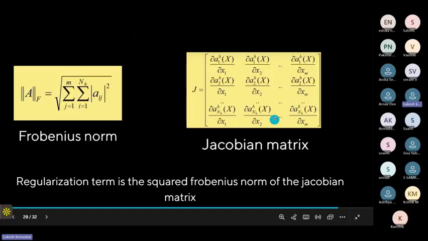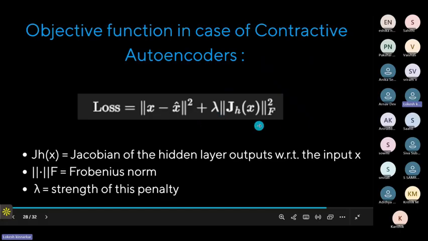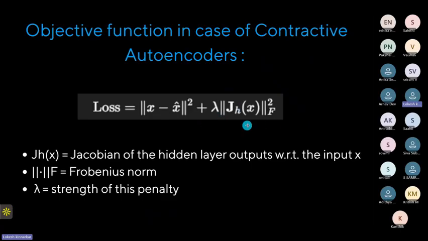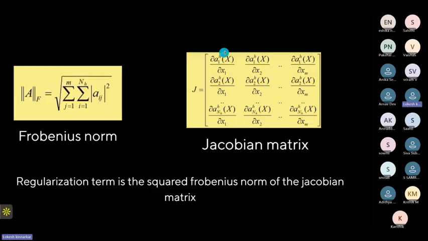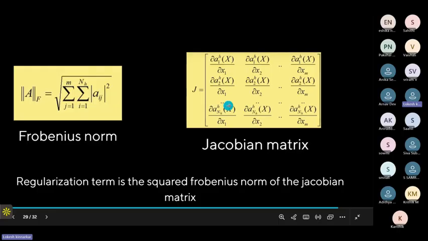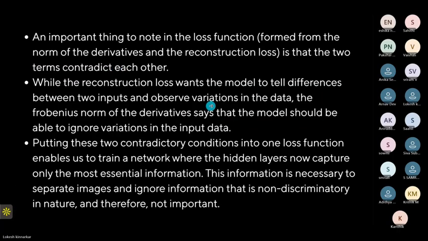So this is the Jacobian matrix, and the penalty term which we are imposing on it is the squared Frobenius norm. So you will just be squaring these elements, adding them up, taking the square root, and then you will square it again to give the penalty term.